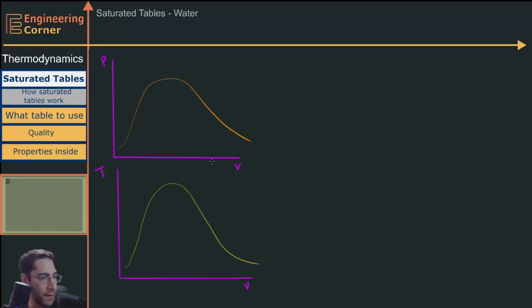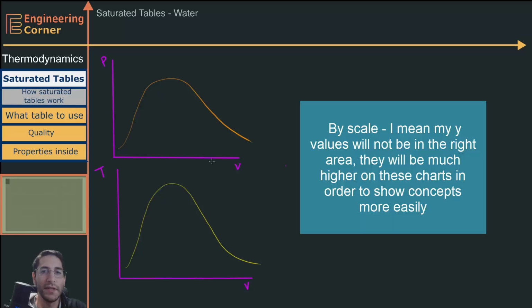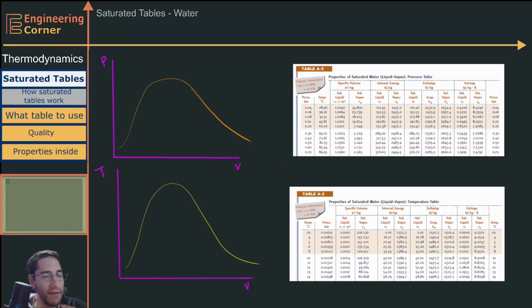So I've drawn a PV chart and I've drawn a TV chart. These are not to scale and they won't be to scale at any point in this video. So we have these two tables. We have a temperature table and we have a pressure table. The pressure table goes with the PV chart. The temperature table goes with the TV chart.